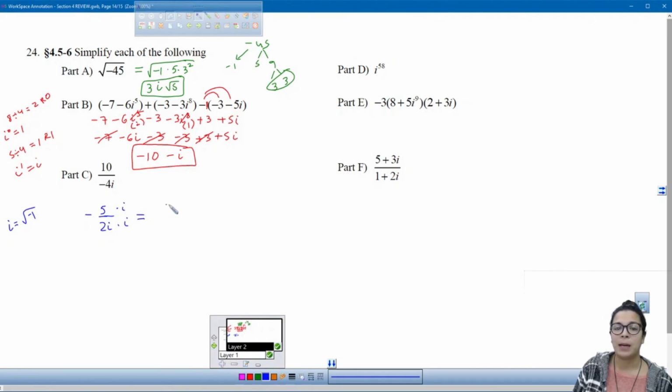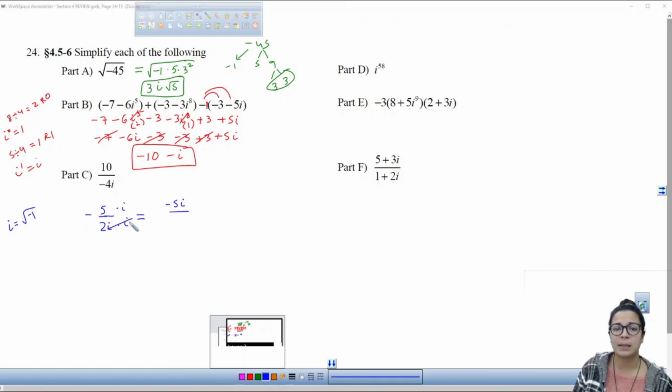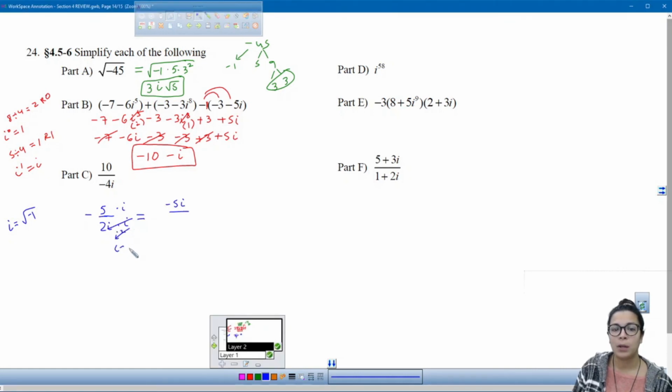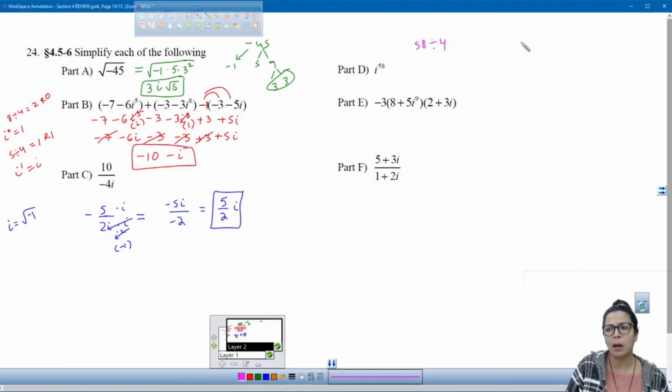Negative 5 times i will be negative 5i. And then in the denominator, i times i is i squared, which i squared is negative 1. So this is 2 times negative 1, which would be negative 2. So our final answer, negative divided by a negative is a positive. So we have 5 over 2i. Okay, part D, i to the power of 58. So 58 divided by 4.